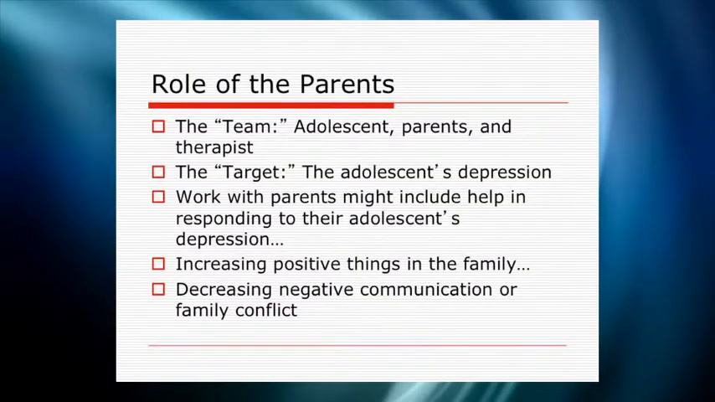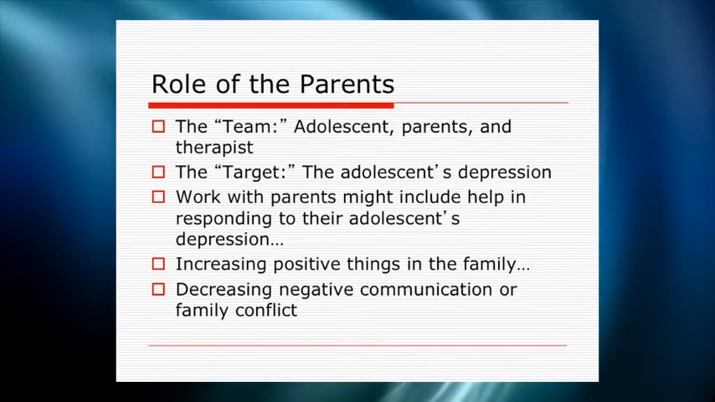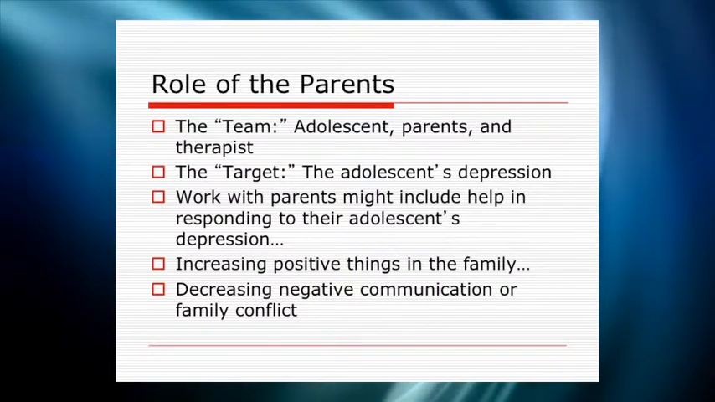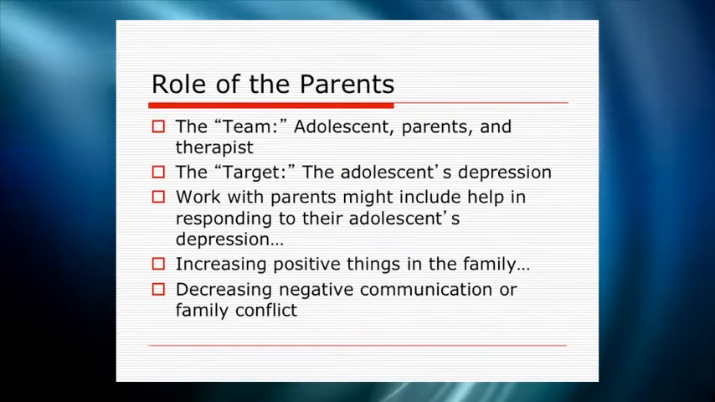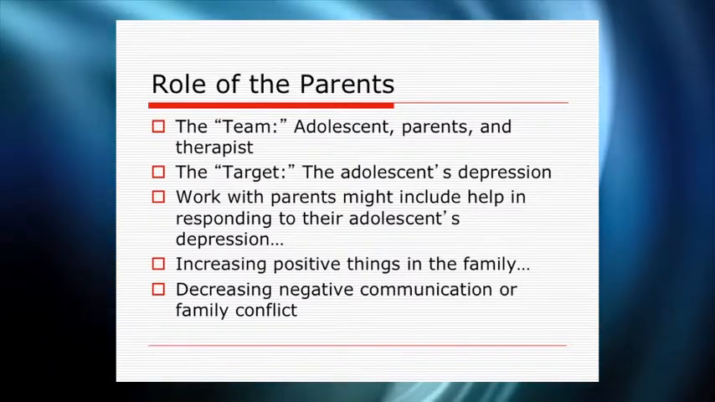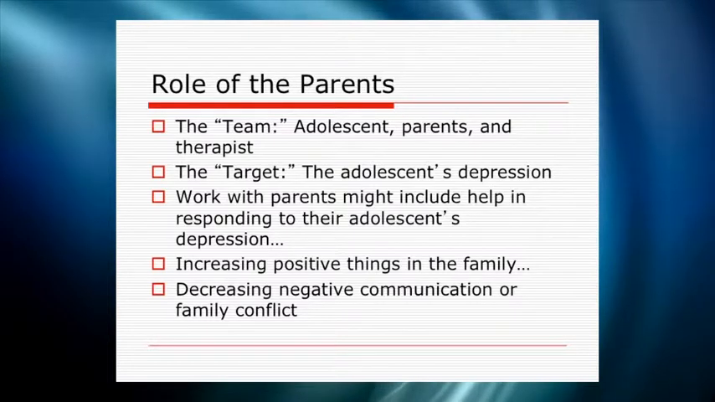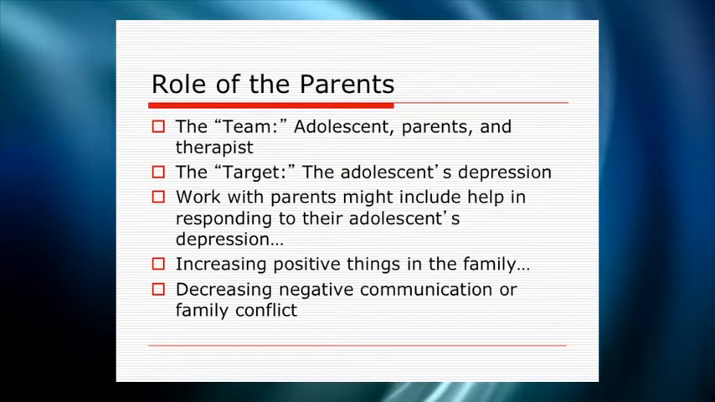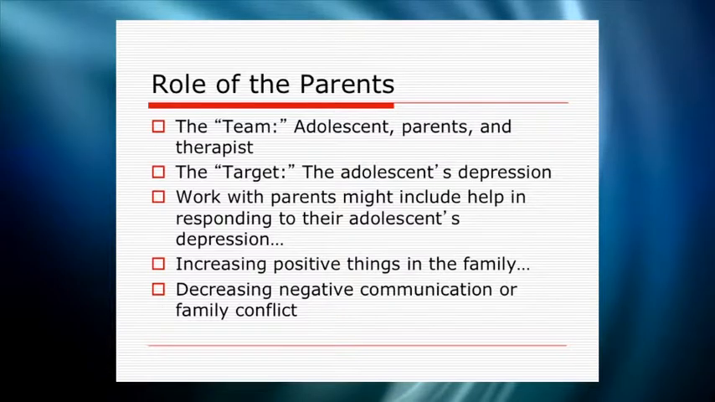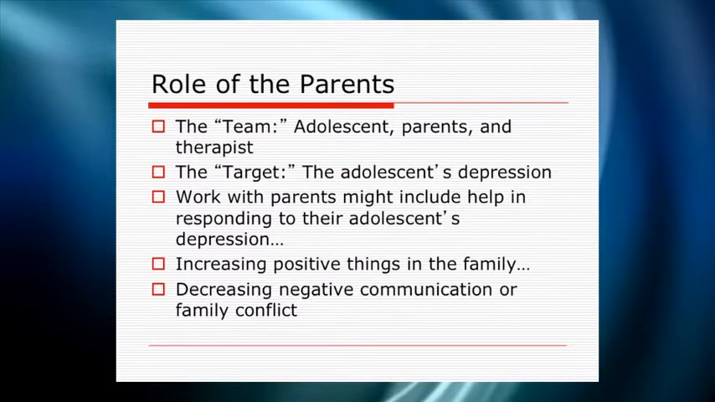Instead, we use the idea of a team, that the adolescent, the parents, and the therapist are part of a team, and the team's job is to take aim at the adolescent's depression and help her or him to overcome that. So the depression is the quote-unquote target of the treatment. Work with the parents might include help in responding to their adolescent's depression. What do they do when Mary doesn't want to go out and the parents are frustrated and upset? What should they do? Secondly, it might include increasing positive things in the family and decreasing negative communication or family conflict.